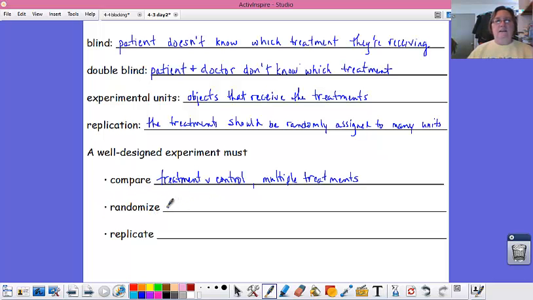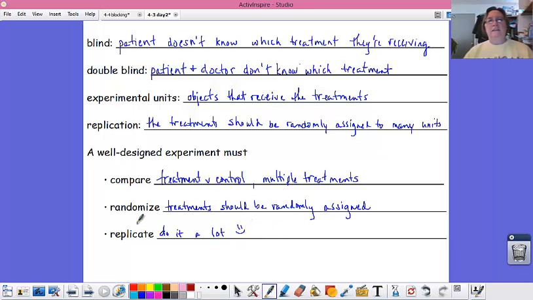Randomization needs to take effect, okay? This makes it fairer. Treatments have to be randomly assigned. And replication is important, okay? You need to do it a lot, she says with a smiley face.